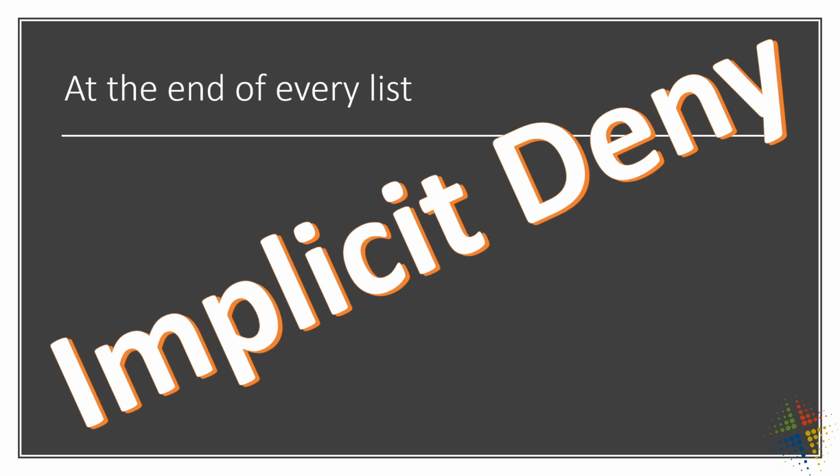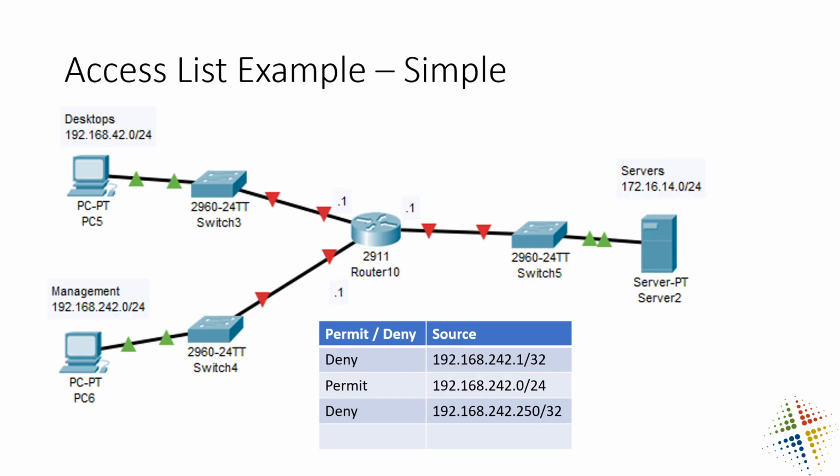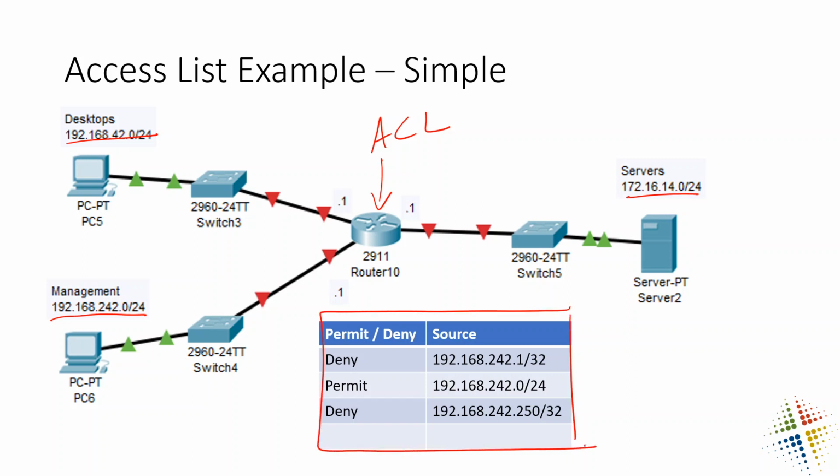So let's take a look at what an actual access list would be. And this is a very, very simple access list. This is not an access list you would see in real life. This is way too simplified. But we have a basic network here. We have a couple of different networks right there. And then here on our router, this is where the access list is. The ACL, Access Control List, is put up. And then down here at the bottom are the rules. This is what's allowed, and this is what's denied.